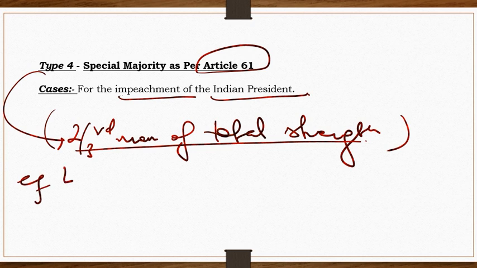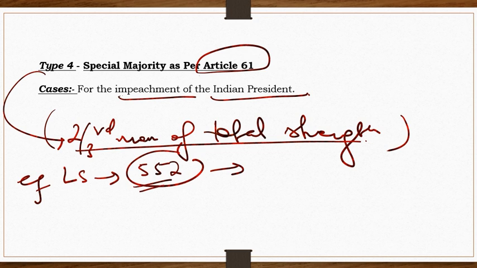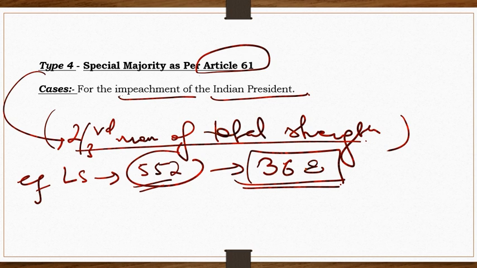For example, in Lok Sabha, we have 552 members. Okay, so 2/3 of this is 368. So that's how we calculate the special majority as per Article 61. So these are the four types of special majority.